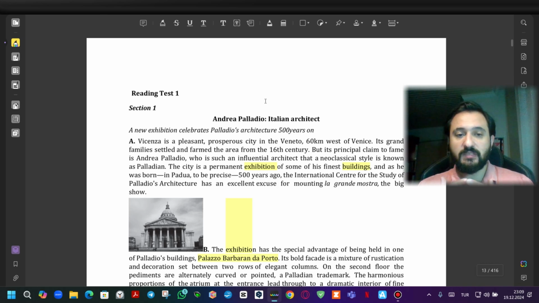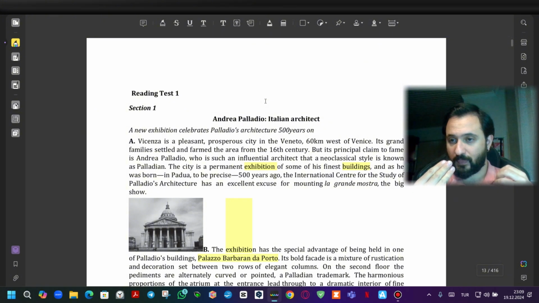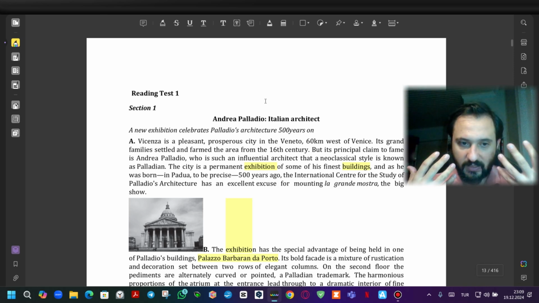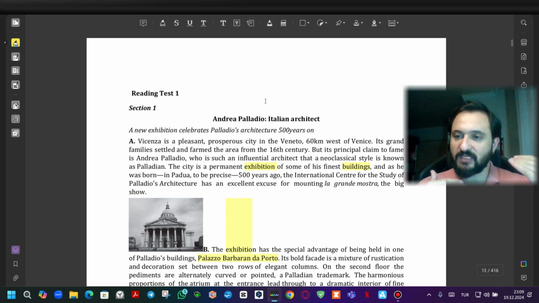So how can you deal with this reading section? Okay, first of all, you have three sections here. In these three sections, you have three articles. It means according to these three articles, you will have questions. It can be true, false, not given, or yes, no, not given, etc. So according to these three articles, you will have different types of questions, and you need to deal with these types of questions.